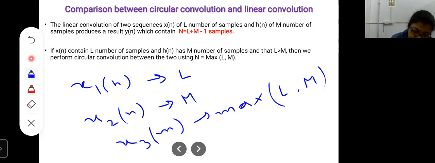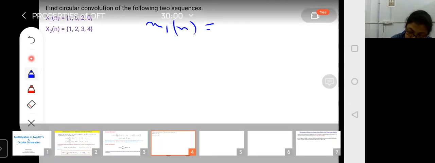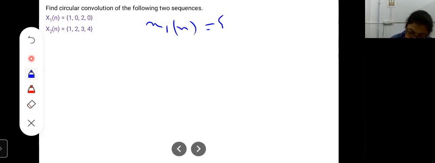Now if you consider this numerical problem, say x1(n) is given and x2(n) is also given. Now if I consider this numerical problem, you will find, say here, both the length of the sequence is 4. x1(n) length is 4, x2(n) length is also 4. Now say x1(n) is given like this, x1(n) equals 1, 0, 2, and x2(n) is this one. So then there is a length mismatch.